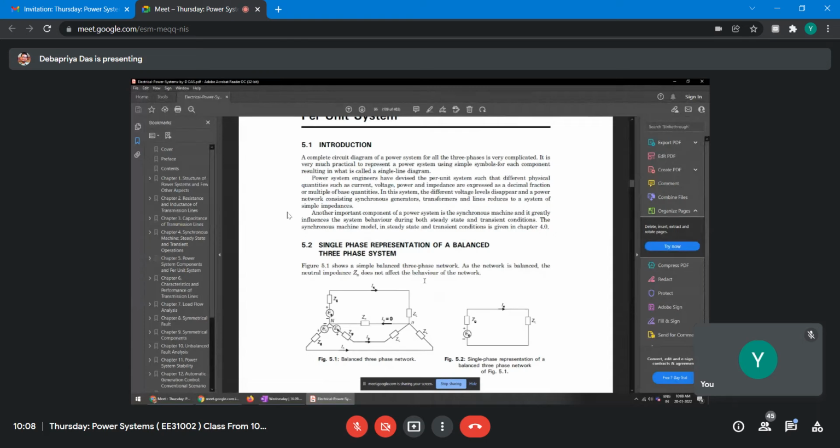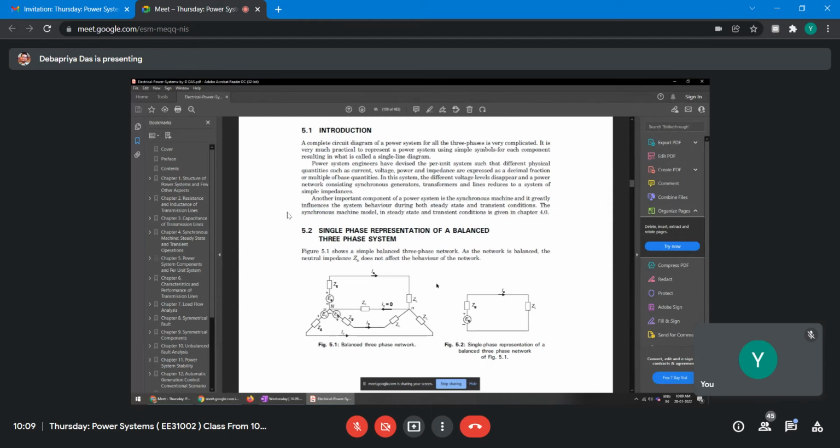So if you get the quantities of one phase, naturally everything else will remain the same, only the angle will be shifted by 120 degrees or 240 degrees, or minus 120 degrees, minus 240 degrees, the way we want, right? So basically we represent all these quantities in dimensionless quantities, and instead of drawing a three-phase circuit, we'll make only a single line representation. It makes our calculation simpler and easier, right?